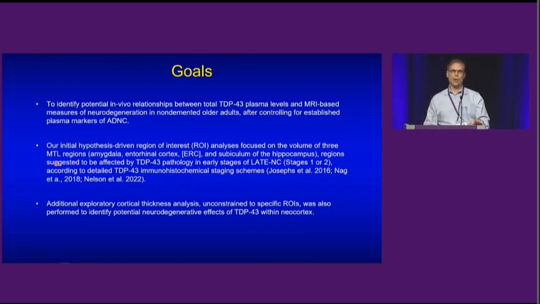We had a two-pronged approach to this. We had an original ROI-based, hypothesis-driven analysis. This is based on looking at 3 regions in the medial temporal lobes that have been associated with early stages of LATE pathology, and that is the amygdala, the entorhinal cortex, and the subiculum of the hippocampus. In addition, we did exploratory analyses across the entire cortex using cortical thickness.